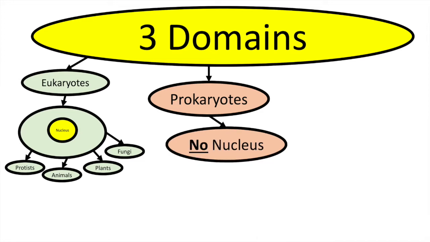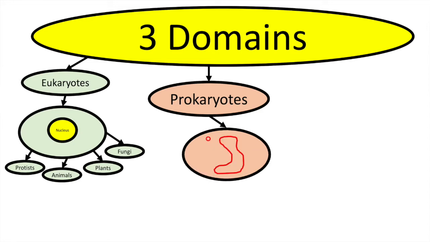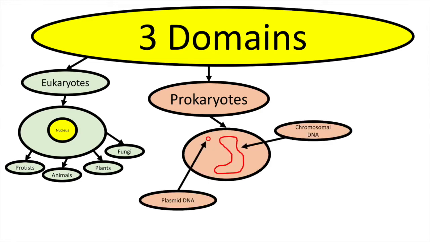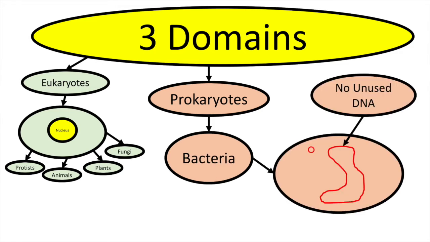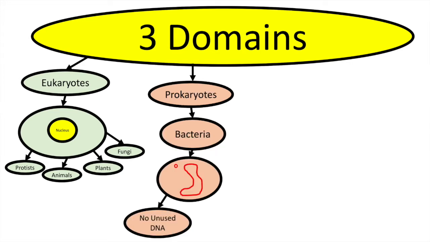They have no nucleus. Instead, their DNA is arranged like this: chromosomal DNA and then plasmid DNA. So bacterial cells have no unused DNA. The DNA in their chromosomal DNA and their plasmid DNA is all used to code for proteins.